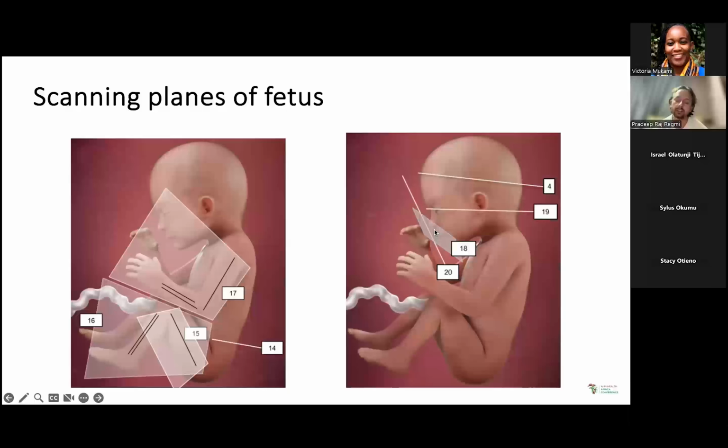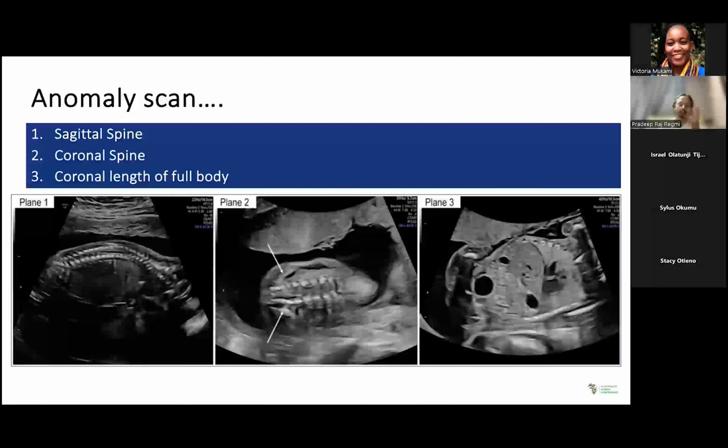And the other is we measure the fetal face as well, and we measure the fetal face in two planes, one axial plane and another is the facial profile view, so that we can see the fetal nose as well. So in this way, there are 20 plus 2 planes we measure.